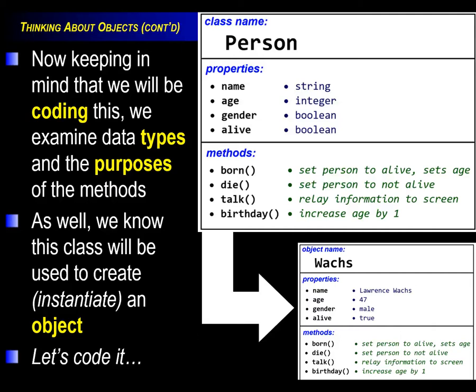That's what a birthday does. So once we build this class, we can then create objects. For example, we could make an object called walks. Walks will have a specific name, a specific age, gender, and will be alive, I hope. And then we'll also use the methods to manipulate this walks object. Okay, so we've got a plan. Let's now get ready to execute that plan in code.